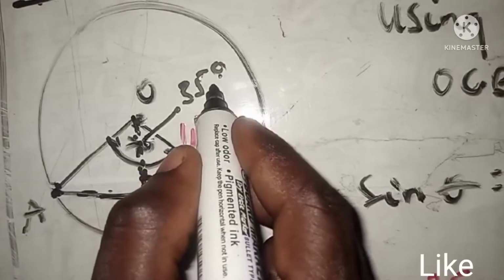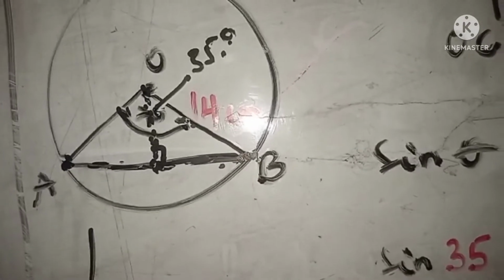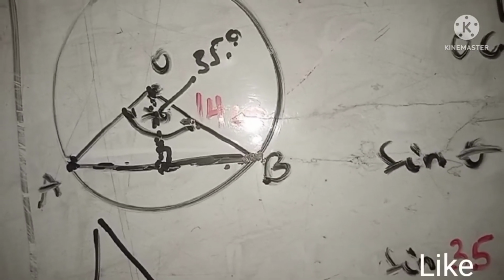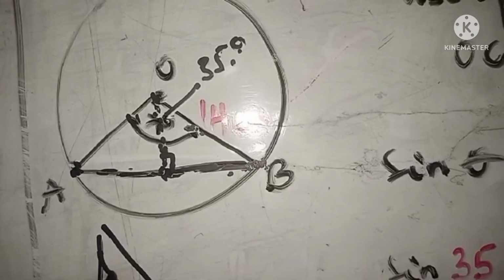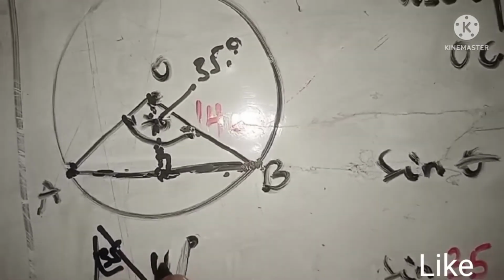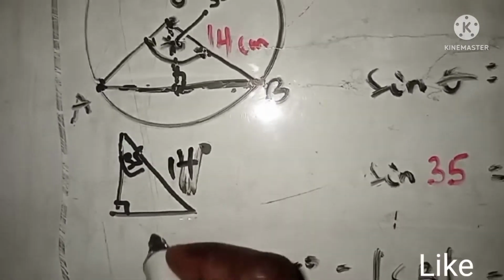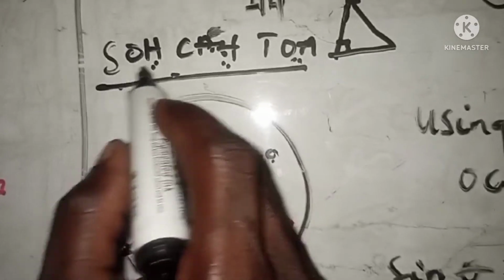Okay, now you have the 35 degrees here. You also have here to be 14. So of course, if you redraw this guy, you can see that the angle here was 35 degrees, and then here was 14, right? So here also 14. So which identity can we use out of SOHCAHTOA here?